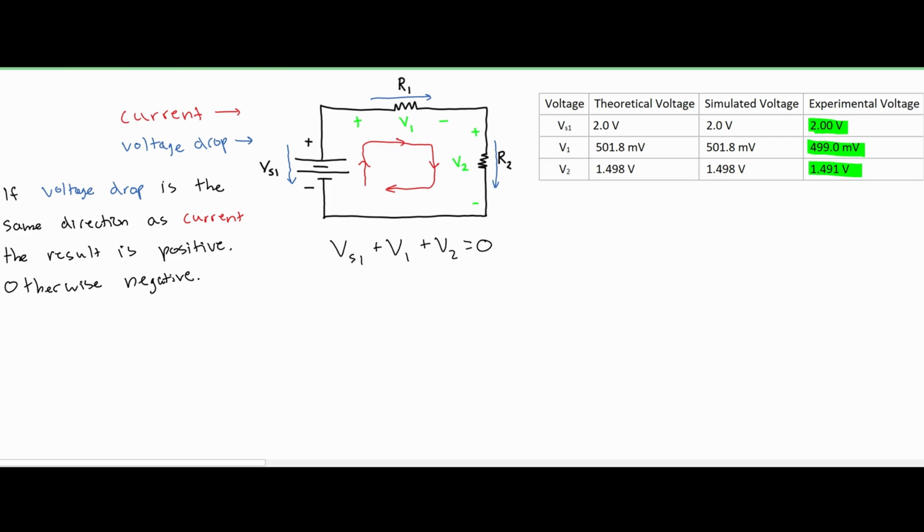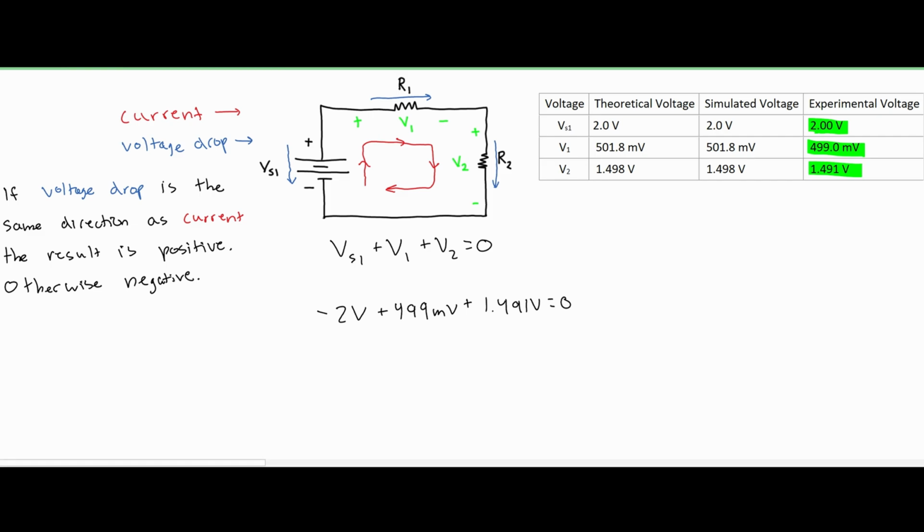If we look at our VS1, we can see that the voltage drop right here is in the opposite direction of our current. And because of that, it's going to be a negative. So we are going to have a negative VS1. Our VS1 is 2 volts, so we're going to plug this in here. Now we are going to look at our V1 and V2. They're both in the same direction as our current, so we're going to add both of these. Our V1 is 499 millivolts, and then we're going to add to it our V2, which is 1.491 volts. And this is also equal to 0.